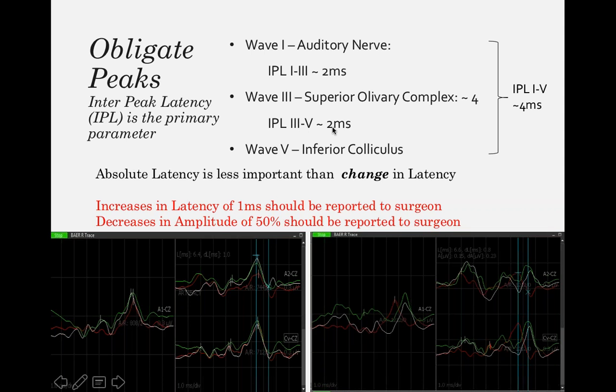Between waves 3 and 5, also about 2 milliseconds. And then from 1 to 5, we're going to see about 4 milliseconds. So the time that it takes to go from here to here is about 4 milliseconds. So if we see wave 1 coming in at 2 milliseconds, we're going to expect to see wave 5 coming in at 6 milliseconds.